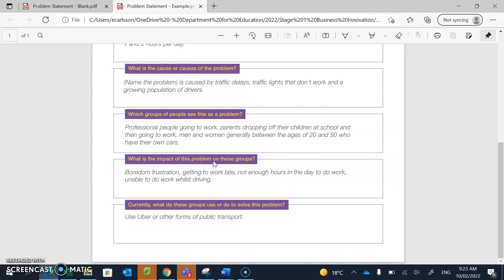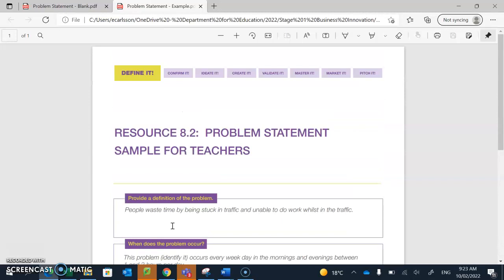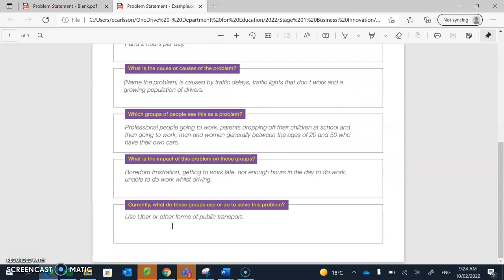What are the options for this? Currently, there's use of Uber and other forms of public transport, but they do cost money. They're slightly inconvenient. You wouldn't want to be taking an Uber every day to and from work. That would cost you so much money and it's just impractical, especially in COVID times. You're trying to limit your contact with other people.